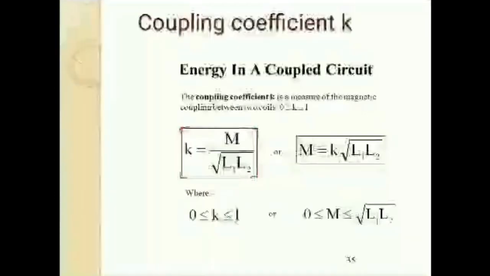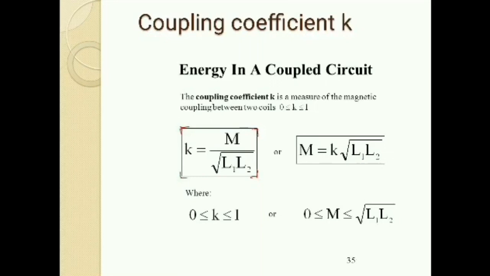Then we see the coefficient of coupling, denoted as K. Note that K equals M divided by the root of L1 into L2. M is the mutual inductance, L1 is the self-inductance of coil 1 and L2 is the self-inductance of coil 2. Okay. The range of K is 0 to 1. If the value of K is 0, then M is 0, so there is no mutual inductance. If the value of K equals 1, then M equals the root of L1 and L2.